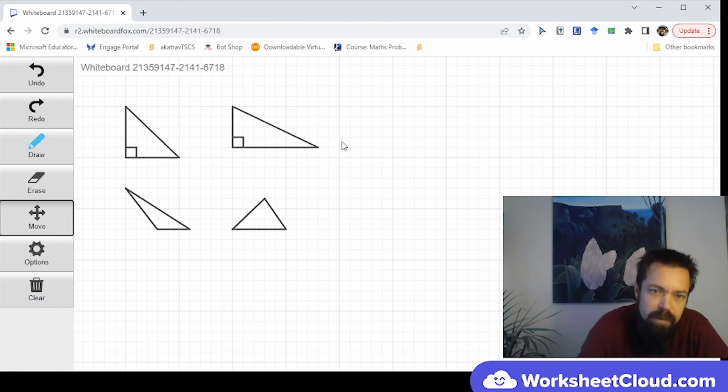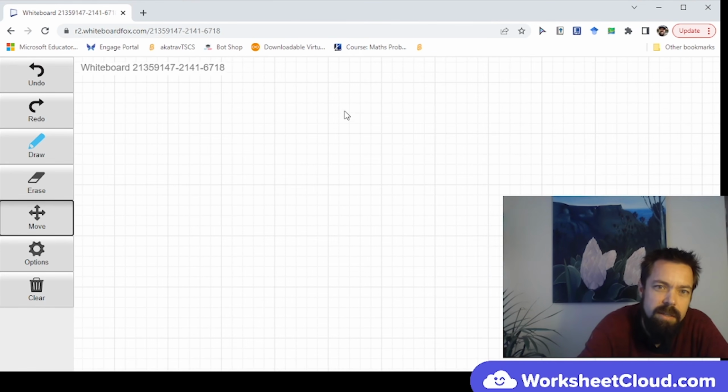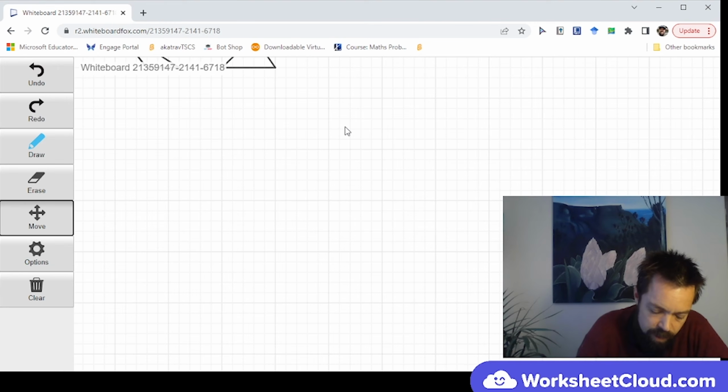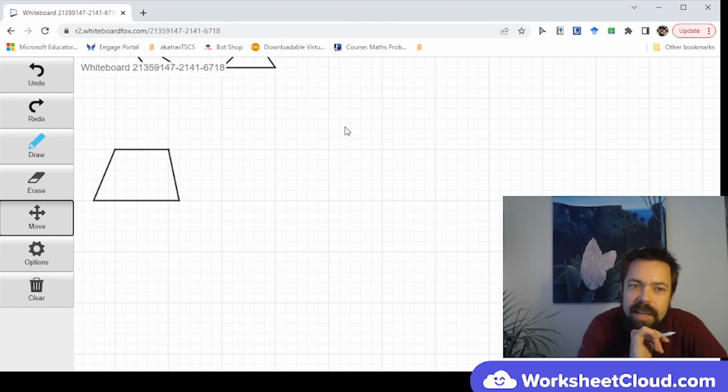Let's glance at a few of the quadrilaterals. So we're just going to do one of each and then we're going to stop. Then we're going to wrap up. So let's start off with, see if you can name that one.